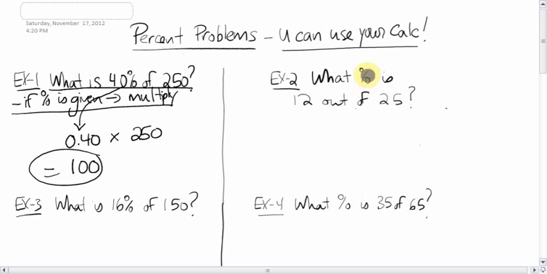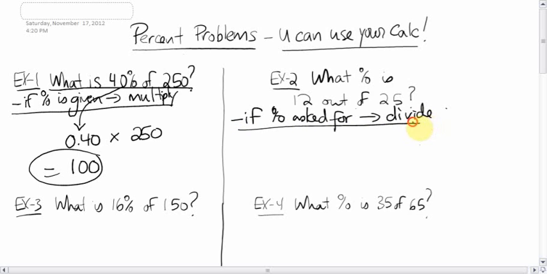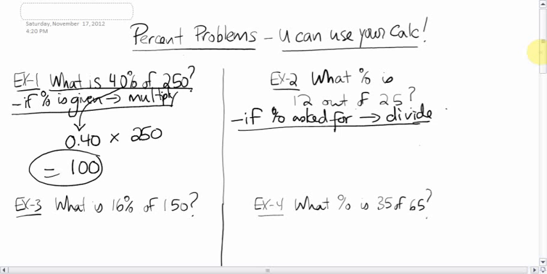Example 2, here we're being asked to find the percent. We don't know the percent. What percent is 12 out of 25? So like you got 12 out of 25 on a test, what percent did you get? In this case, my little rule is if percent is asked for, then you're going to divide. Again, I know it doesn't always work, but it will work for all the questions that I'm going to give you at this point, but we'll give you the better answer later on.